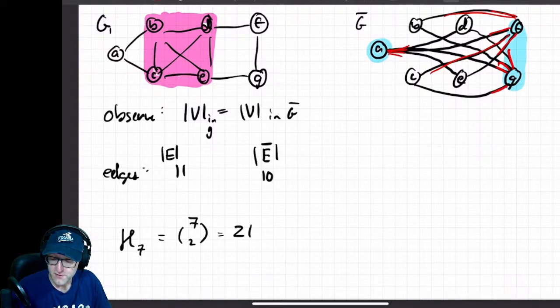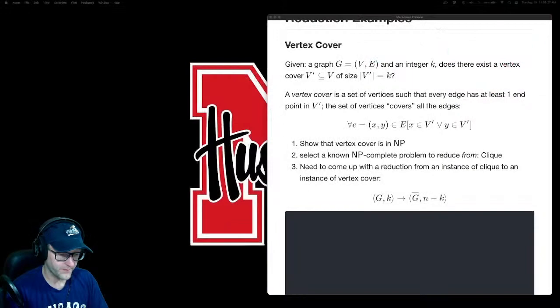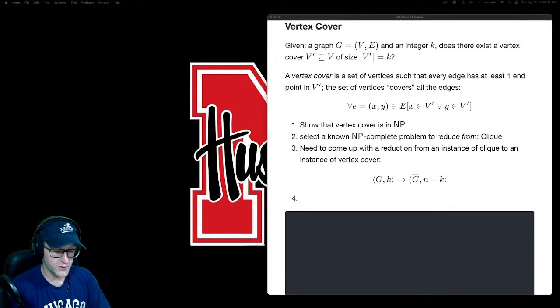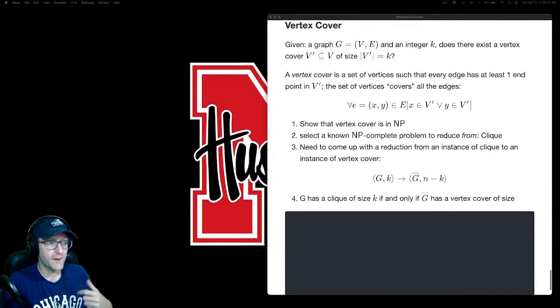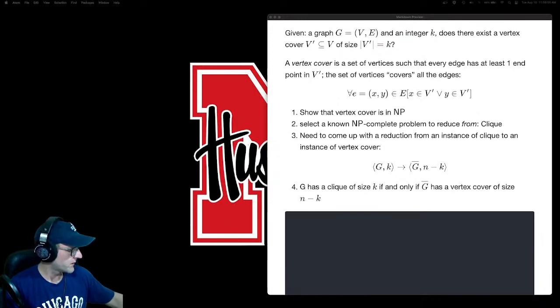So how do we go about proving that? In other words, my claim is going to be, so we need to prove it, step 4, that G has a clique of size k if and only if G complement has a vertex cover of size n minus k. There's my mapping right there. Make sure that everything's still working over here on YouTube. All right. That's my claim. I need to prove it. Proof.